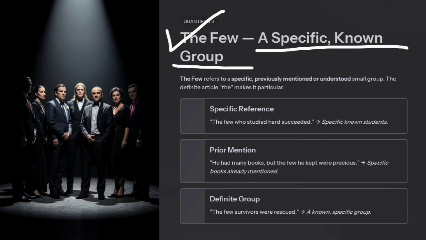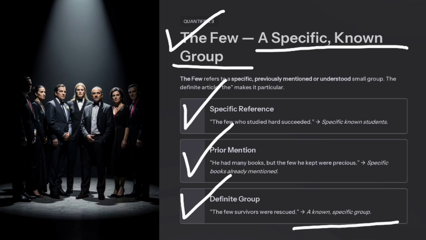So when should we use it? When it comes to specific reference, like the few who studied hard succeeded. So it is specific, known students. Then prior mention: he had many books, but the few he kept were precious. Specific books already mentioned. Then a definite group: the few survivors were rescued. Also a known and specific group. That's why we must say the few is used when you are specific and known, not any indefinite objects. So this was the main thing about the third quantifier, the few, when we should use it and how to use it.